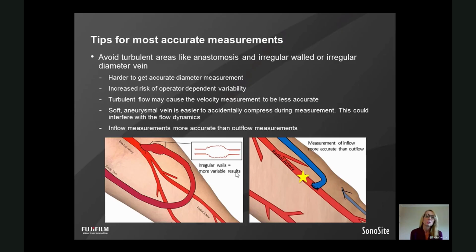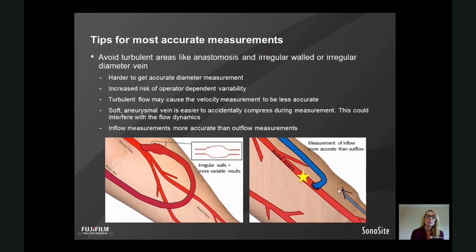When it is a user-dependent method, if we are measuring our diameters incorrectly or we're measuring into areas with a lot of turbulence and aliasing, we may not be getting the best measurements that we can get. So there's some tips that I've got. Number one is avoid turbulent areas like the anastomosis or anywhere with irregular walls or an irregular diameter vein.